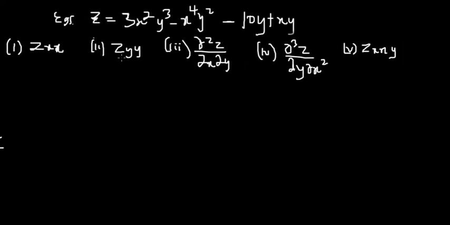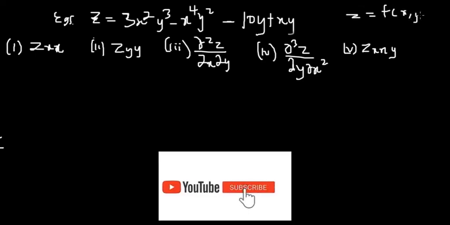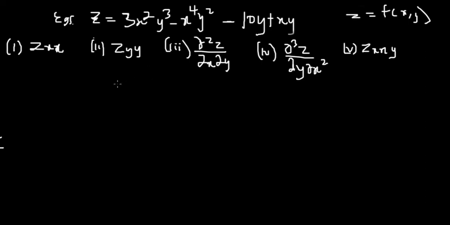Now, we've been given z. Initially we knew that we would be given z as a function of x and y. We can see that z is a function of x and y because we have 3x squared y cubed minus x to the power 4 y squared minus 10y plus xy. Now we are told to find, in the first question, z_xx, and then in the second one z_yy, and it continues like that. So let's take the first question.